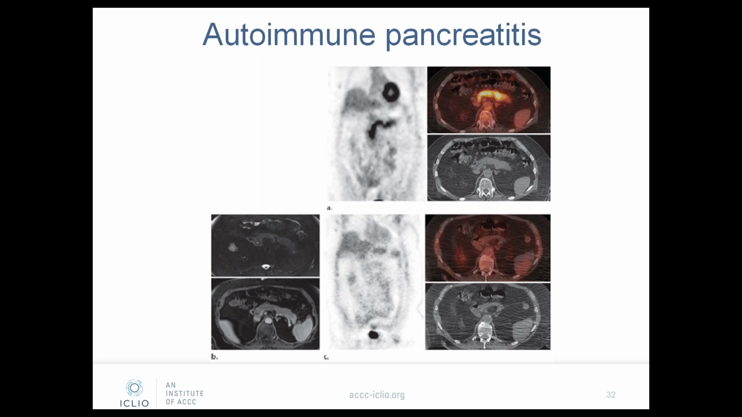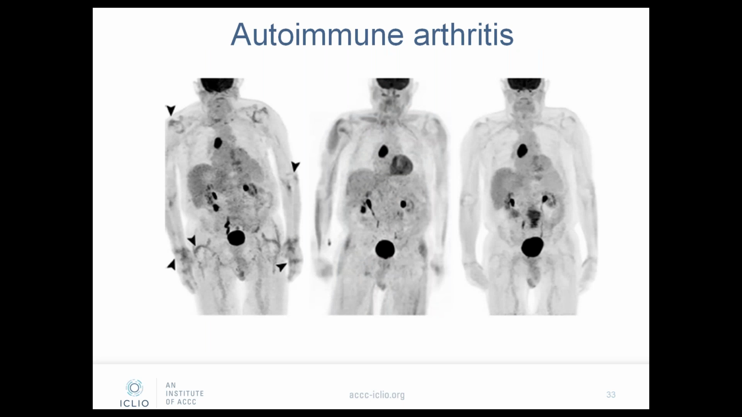Next slide. We can see arthritis. We want to be aware of this on a PET scan. We're looking in all the joints and looking for FDG uptake in all the joints, which in this case normalizes again after 2 subsequent scans.